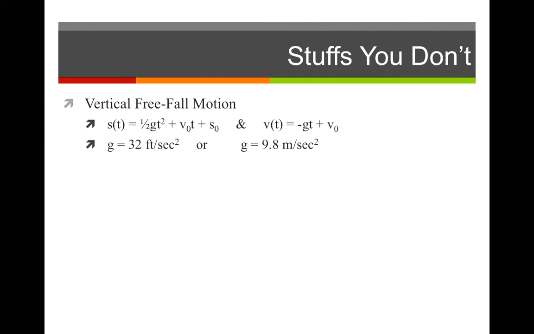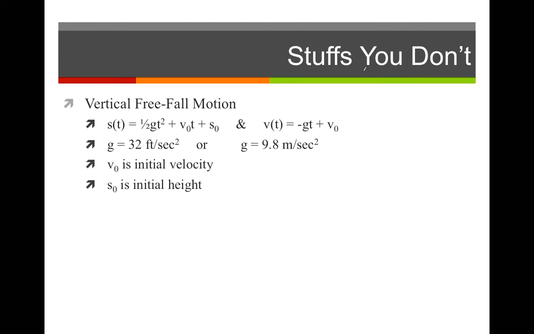In this case, g represents gravity, or the acceleration of gravity. If you have a problem dealing in feet, you're going to use 32 for g. And if you're dealing in meters, you're going to use g equals 9.8 in either of these equations. v sub 0, or sometimes I call it v sub aught, is the initial velocity, or the starting velocity. s sub 0 is the initial height, so wherever you started from above the ground.